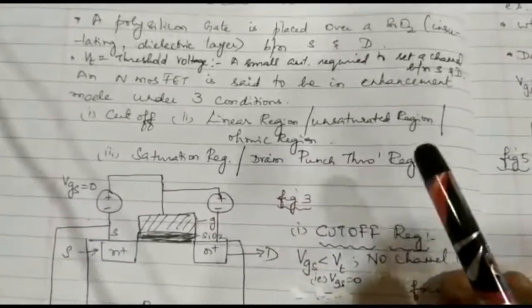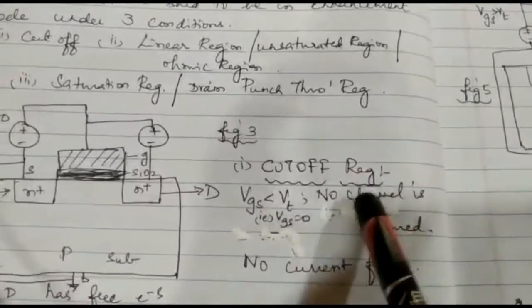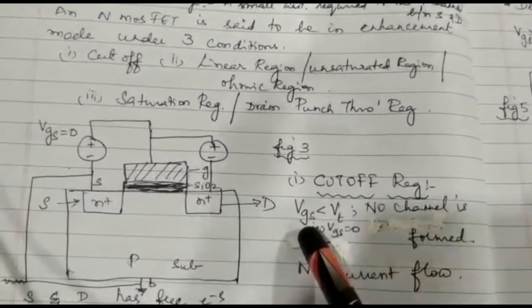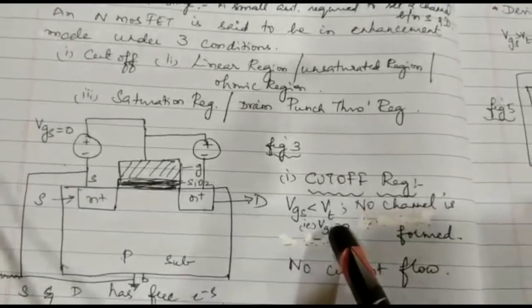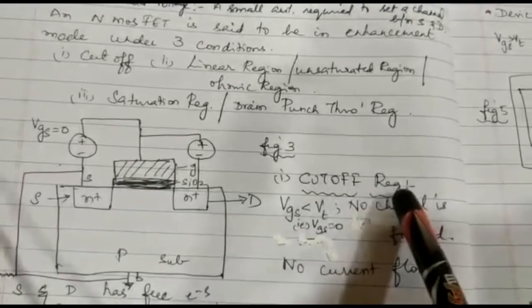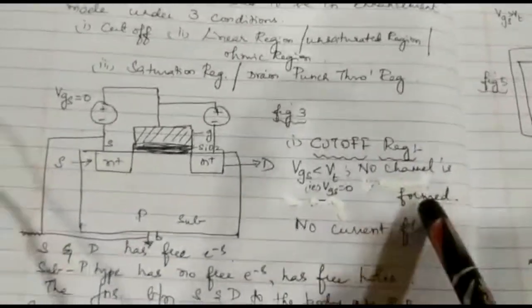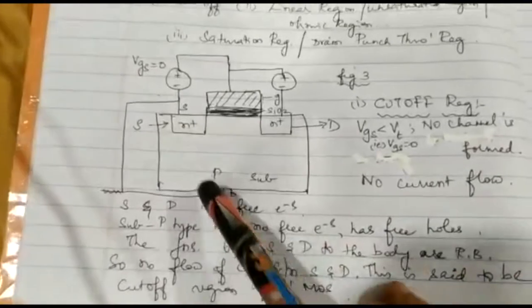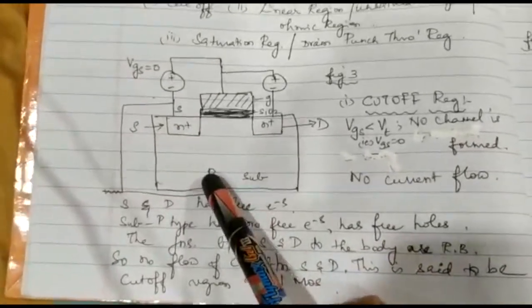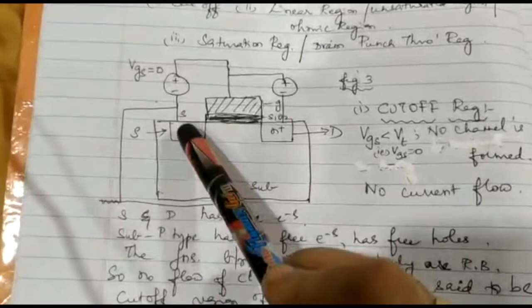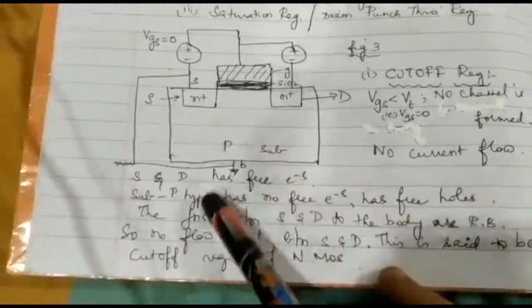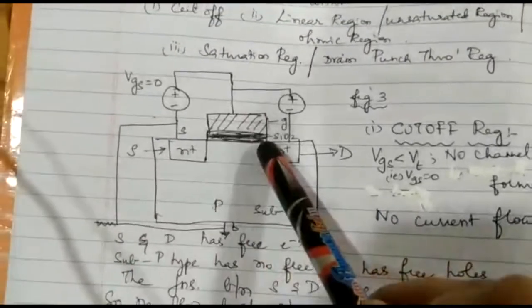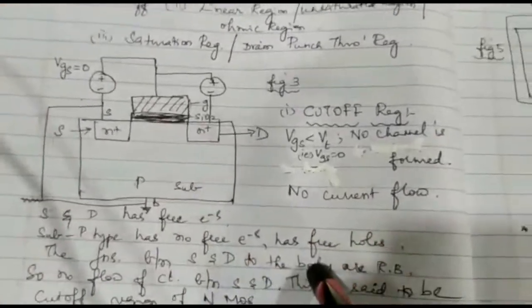First, to see what happens in the cutoff region, the VGS voltage is less than VT. Whenever the VGS voltage is less than the threshold voltage, the transistor is said to be in the cutoff region, where there is no channel formation, no current flow. The reverse biased diode between the P-type substrate and the source and the drain, because of them there is no flow of current, there is no channel formation between the source and the drain. All are the reasons for no current flow in the cutoff region.